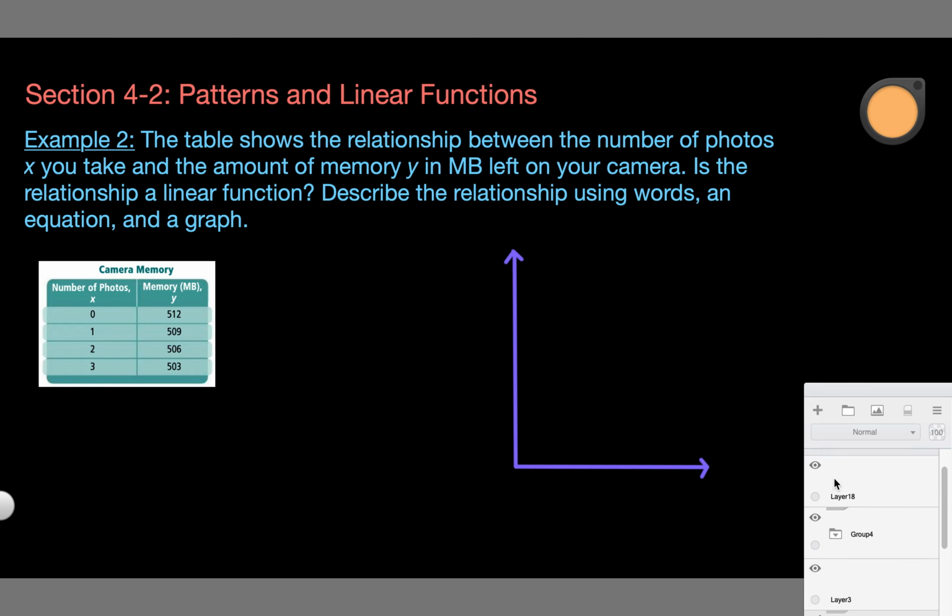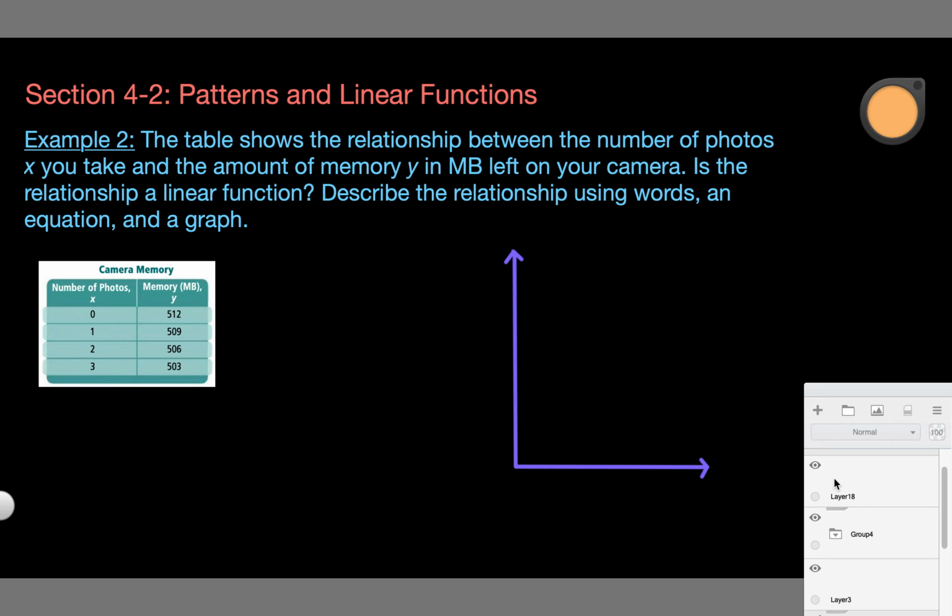So the next problem that we have is this one. It says the table shows the relationship between the number of photos, which is x, that you take, and the amount of memory, y, in megabytes left on your camera. Is the relationship a linear function? So all that asks is, is it a line? Is it constant? And then describe the relationship using words, an equation, and a graph.